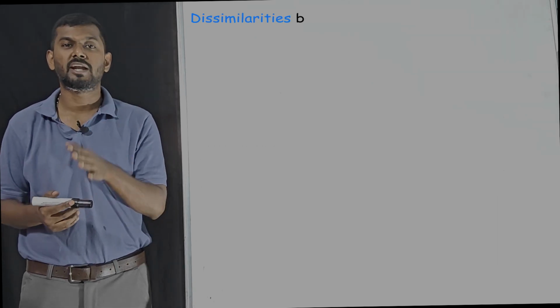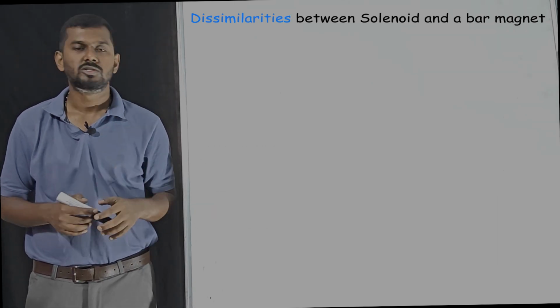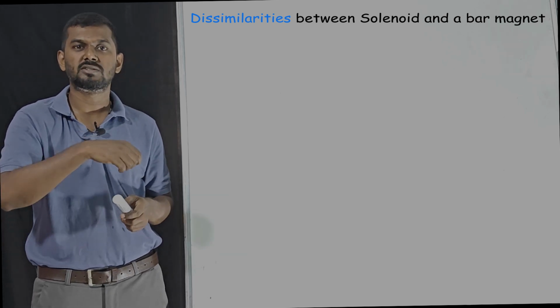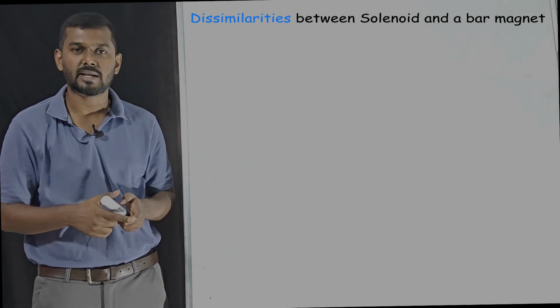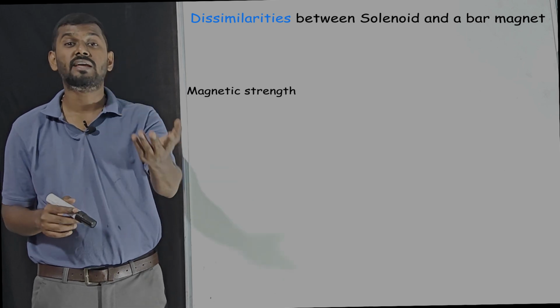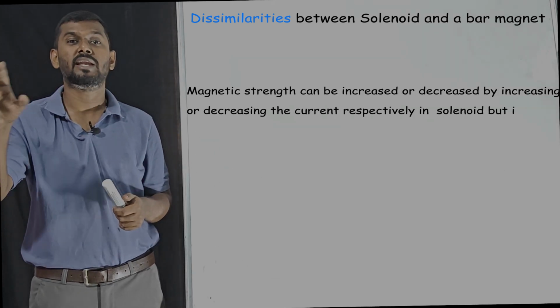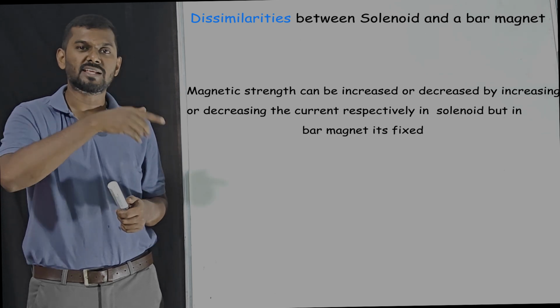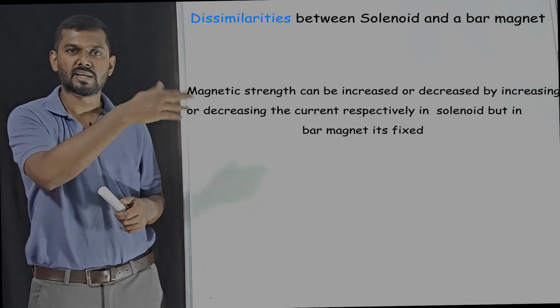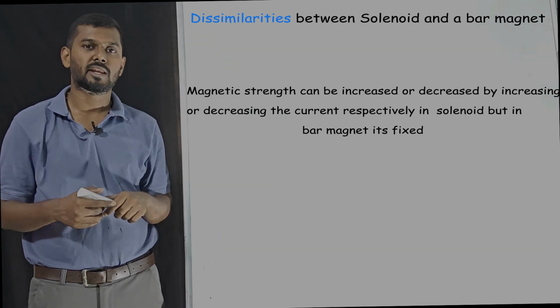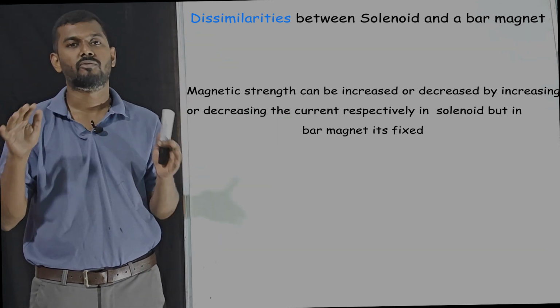Now we learn dissimilarities between bar magnet and a solenoid. See, a solenoid is nothing but an electromagnet, correct? Because of the electricity, the magnetic field is created. So we can increase the strength of the magnetic field in a solenoid, but in a bar magnet it is fixed, correct? As a solenoid is an electromagnet, if we increase the current, the magnetic field will be increased, but in a bar magnet it is fixed.